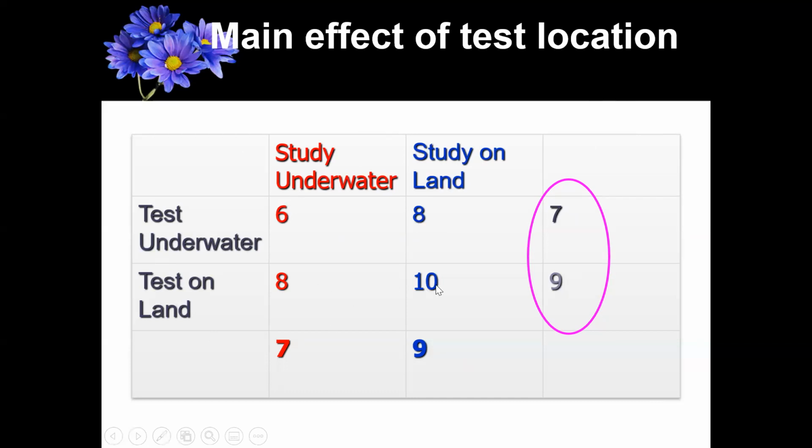The 8 and the 10 are going to give us 9. So yeah, there seems to be an effect here as well. 7 is obviously less than 9. So again, combining these conditions and comparing them is going to give us the main effect of test location.